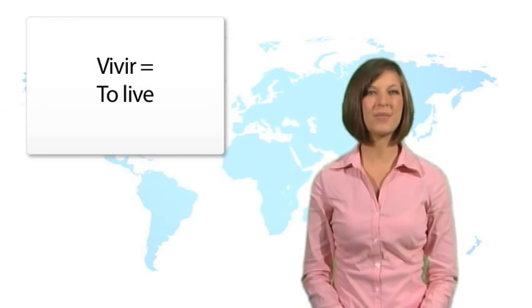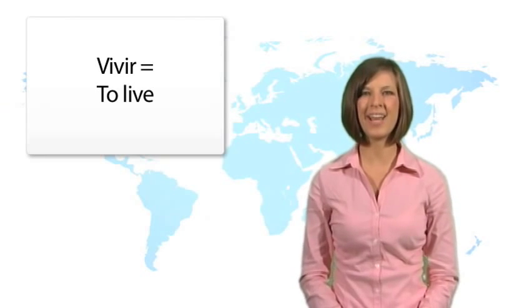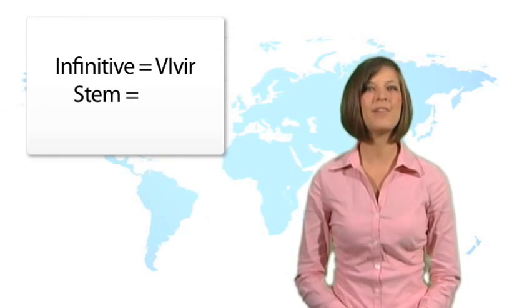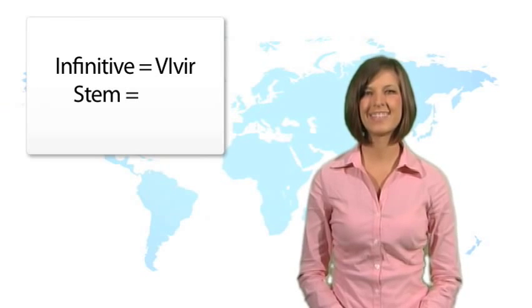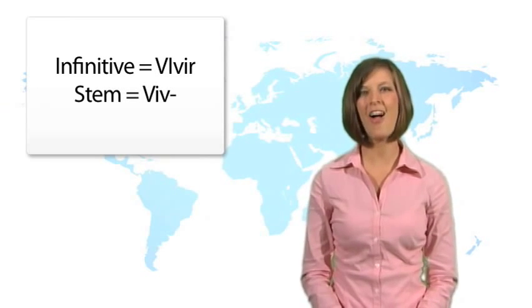Now, all we have left are IR verbs. How about a verb like vivir, which means to live? Finding the stem should be easy by now, right? What's the stem for vivir? V-I-V. Just take off the I-R.